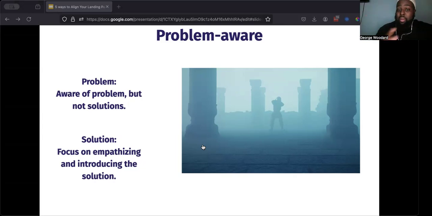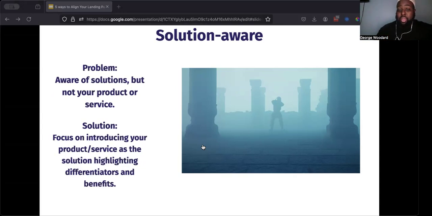Once they have gotten past this stage, they move on to the next, which is solution aware. Now they've identified they had a problem. They have become aware of the problem, and they've become aware of solutions that are out there, but they're not aware of your specific solution or your product or service. So what you should focus on is introducing yourself. This is your elevator pitch moment: introducing yourself as the solution and highlighting the differentiators and the benefits of going with your specific solution.